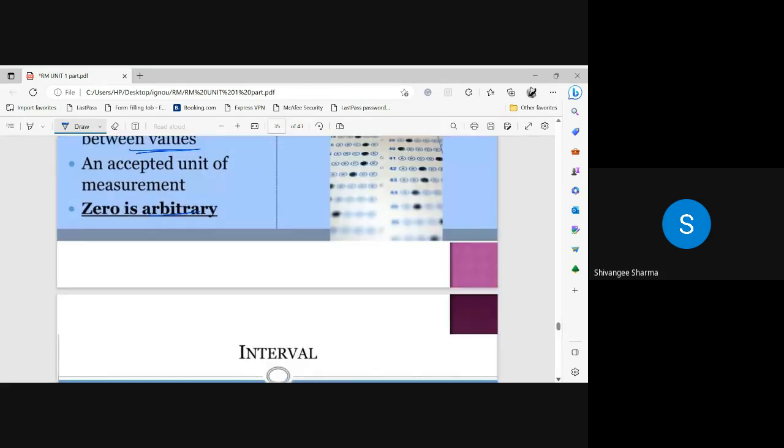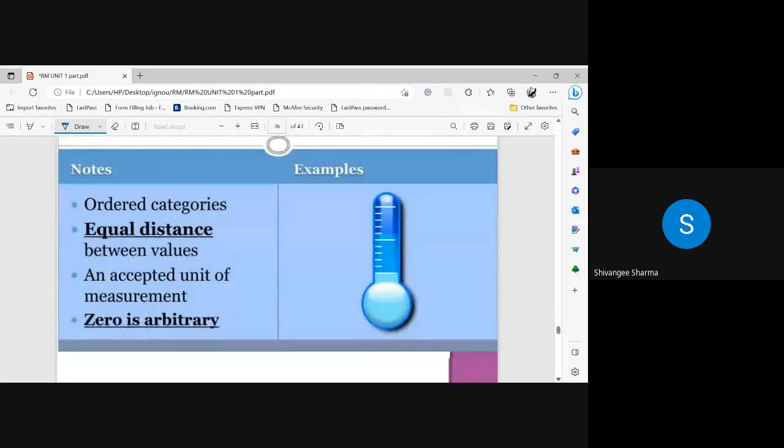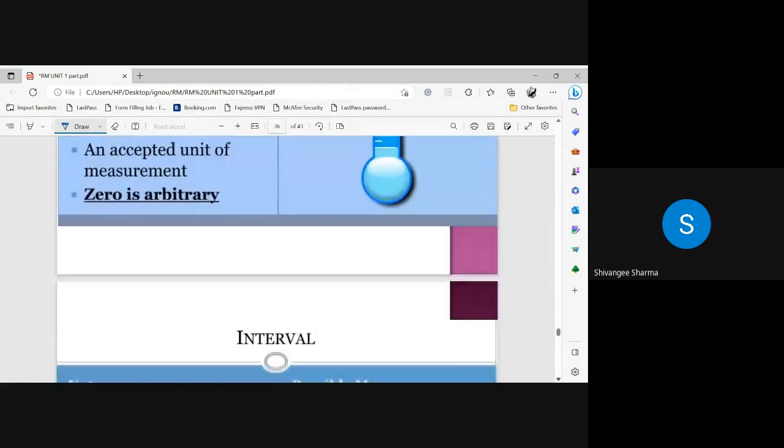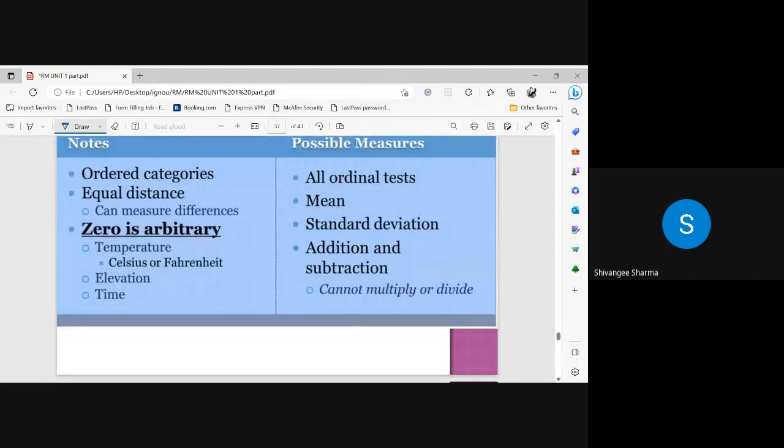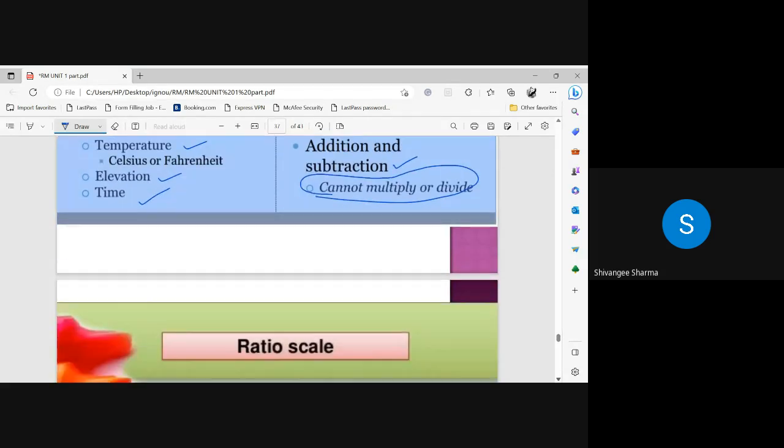And what are the different tests which we can do for interval scales? They are ordered categories, equal differences, zero is arbitrary, like temperature, elevation, and time we can measure. Possible measures which we can do are mean, all ordinal tests like Spearman rank correlation, etc. We can take median, mean also in this, standard deviation, and addition and subtraction. The only thing which we cannot do in interval scale is multiply or divide the numbers.